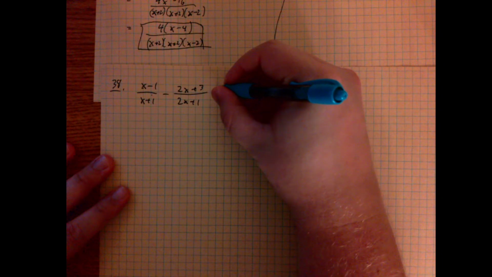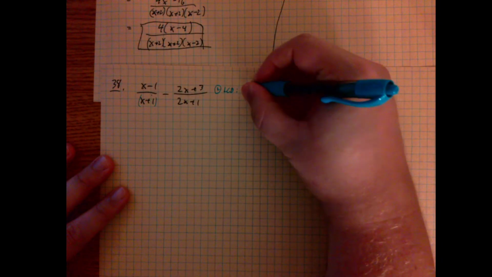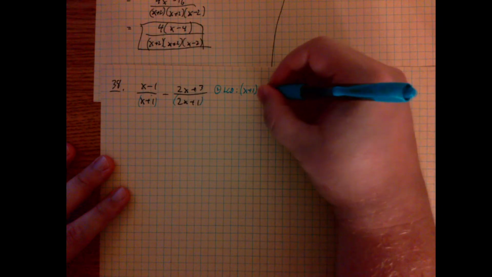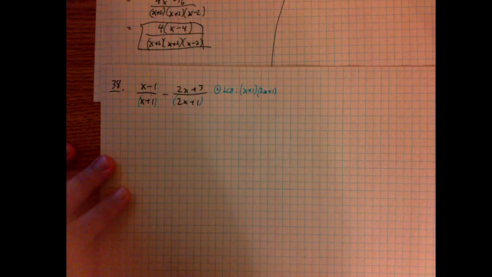I look to see if there are any factors. That's step 1. There are no factors. So now I move on to step 2. I want to determine the least common denominator. In this case, from the first fraction I have x plus 1, and from the second fraction I have 2x plus 1. They are different, so I'd have both of them.